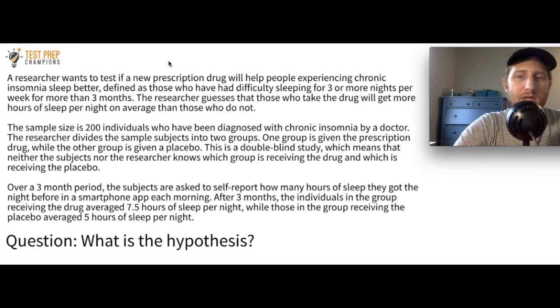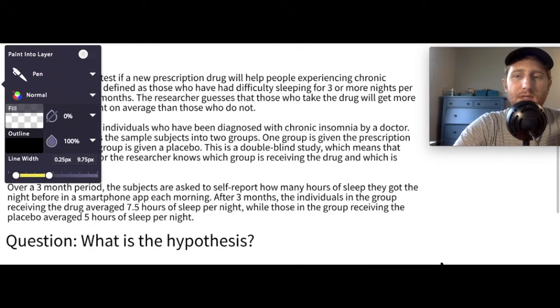After 3 months, the individuals in the group receiving the drug averaged 7.5 hours of sleep per night, while those in the group receiving the placebo averaged 5 hours of sleep per night. So your question here is, what is the hypothesis? And we don't have multiple choice answers for this. This is just for you to come up with the answer. You should pause the video if you'd like to, and whenever you're ready, we'll go over the answer.